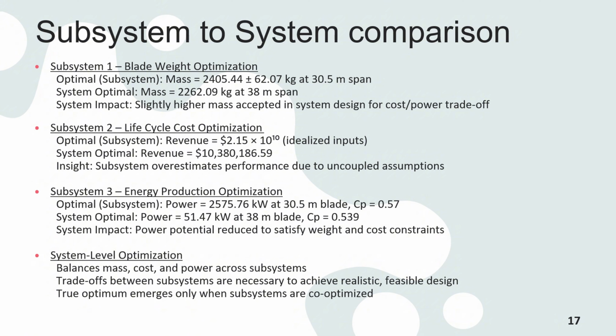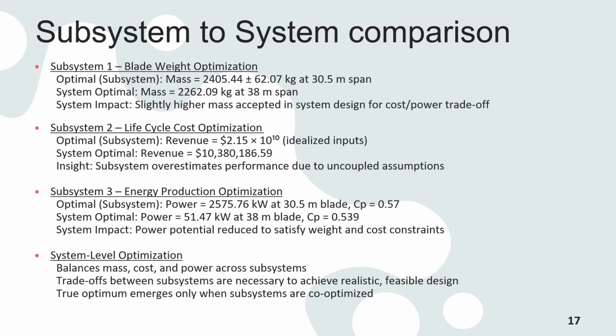Hello, I'm Sumukha. In this slide, we shall begin by comparing the performance of individual subsystems to the results of integrated system-level optimization. In subsystem 1, which focused on blade mass optimization, the minimum blade mass was approximately 2.4 metric tons for a 30.5 meter span. However, the system-level optimal design selected a 38-meter blade with a slightly lower mass of 2.2 metric tons. This indicates a trade-off, accepting a larger blade to gain better overall performance at the system level.